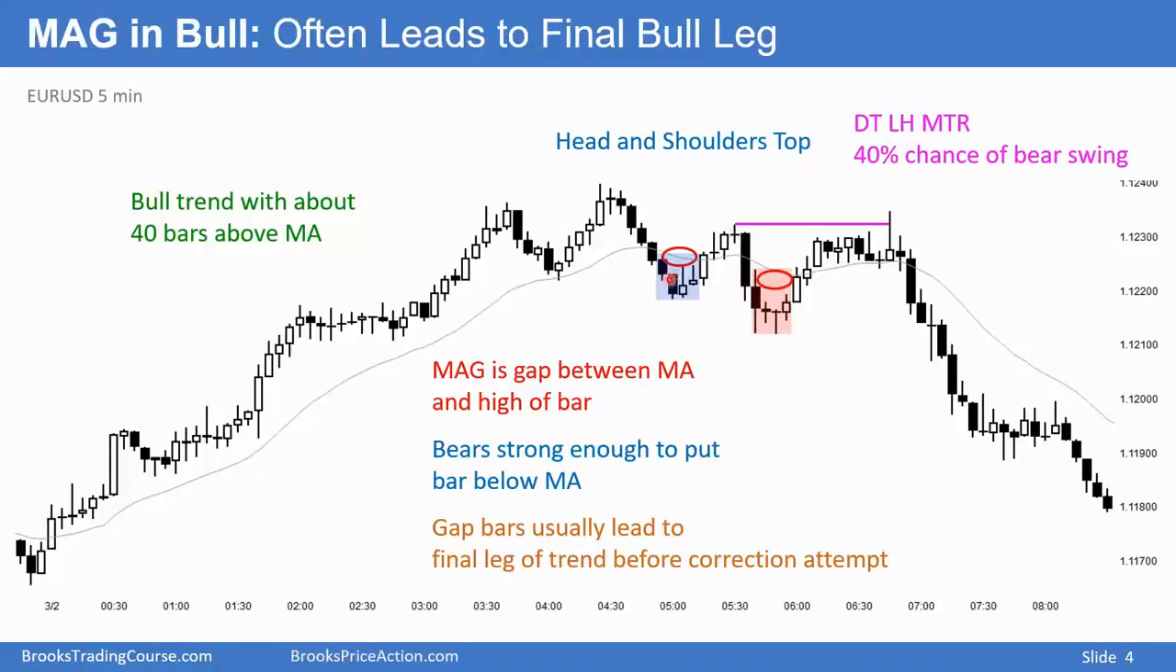Very often when you have an attempt at a major trend reversal and it does not look right, too many bull bars or not enough bars in the legs, the market tries to get a double top, lower high major trend reversal, which it did here, and this has a higher probability of leading to a major reversal than this. But like all major trend reversals, it still only has a 40% chance of a bear swing, which ultimately formed here.